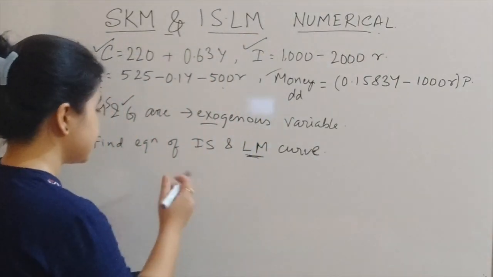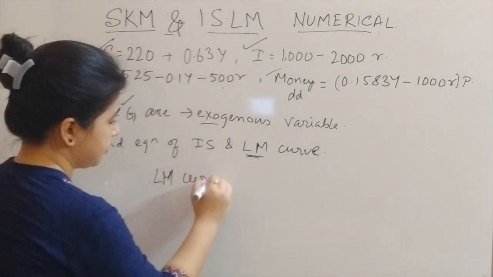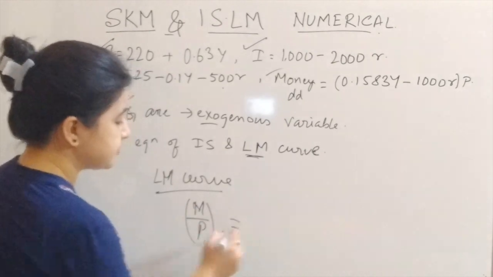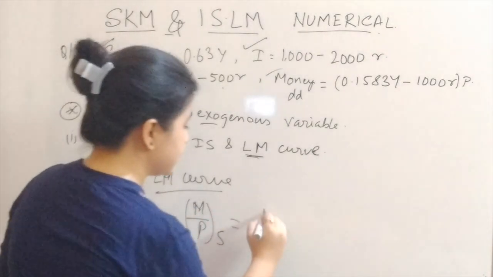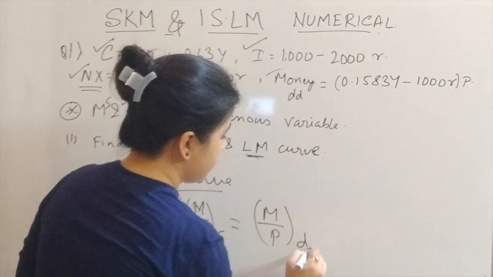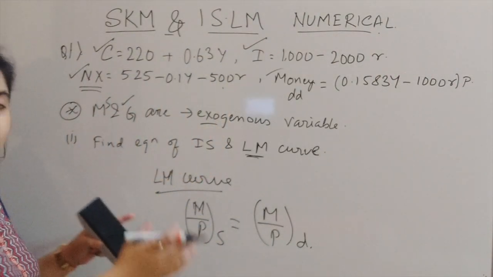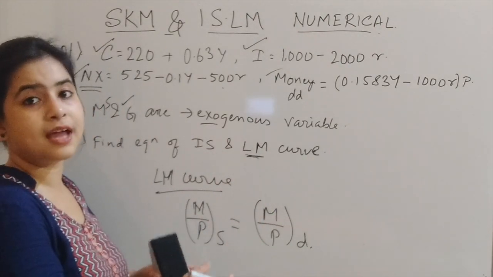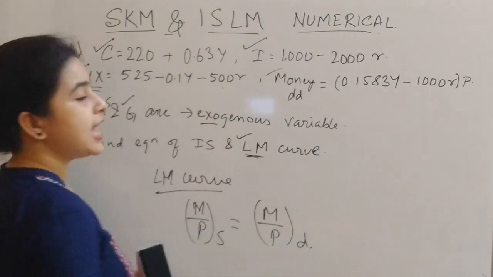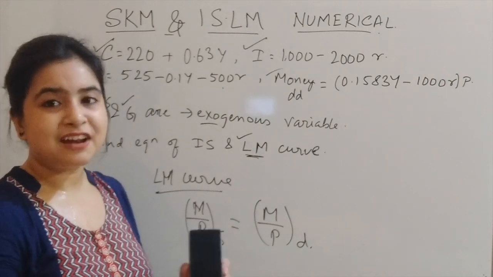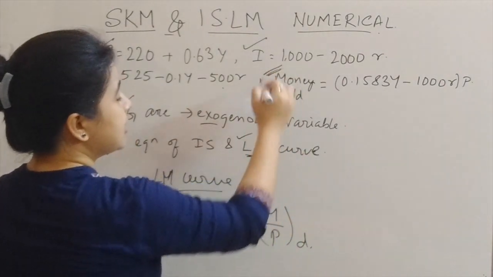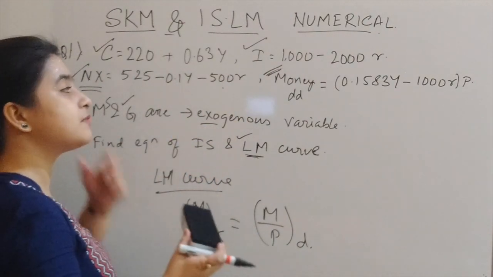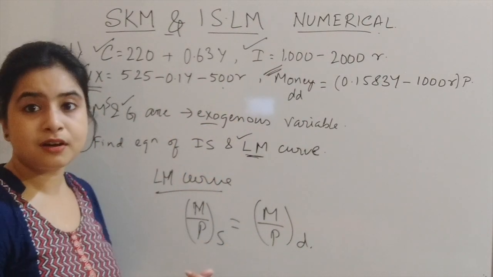That is, the LM curve says that real money supply has to be equal to the real money demand. Once we establish the relation in this format, then we have this LM curve equation. And from the given information, here we have the part of information that we need in order to find the LM curve.